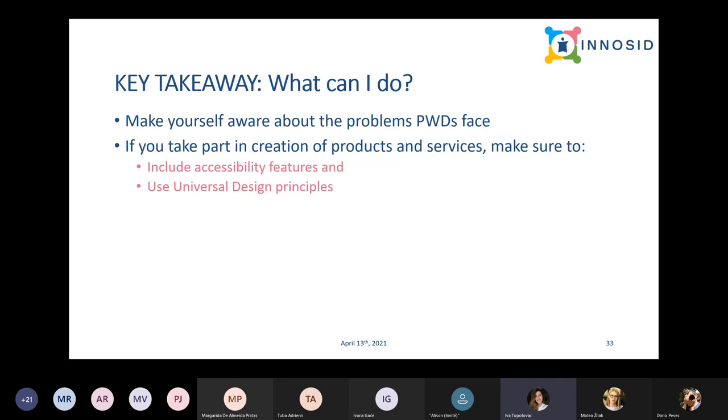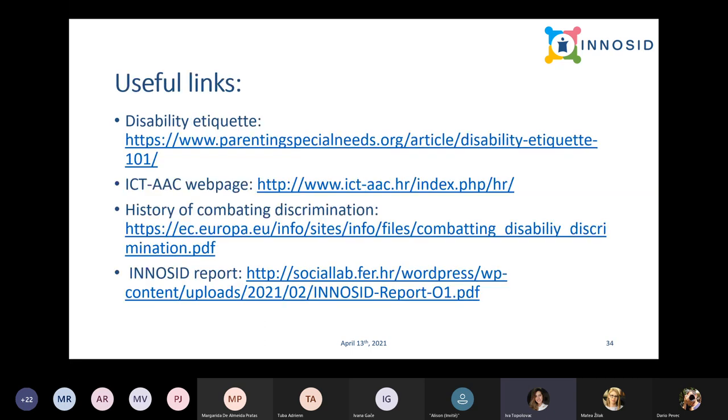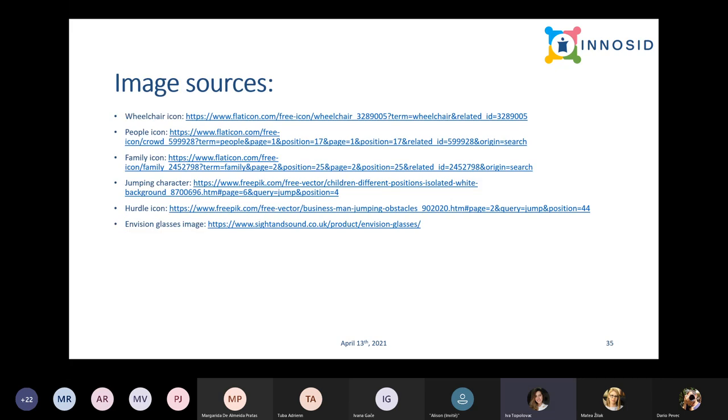I have included also a slide with useful links, which is in the end of this presentation. And I recommend that you take a look at those useful links, at least the disability etiquette, which has a list of things that you should remember when addressing and approaching people with disabilities. And for the end, I would say that you actually can do a lot. It just depends on how much you are willing to do. These are the useful links and sources for the images. And thank you all for your attention.